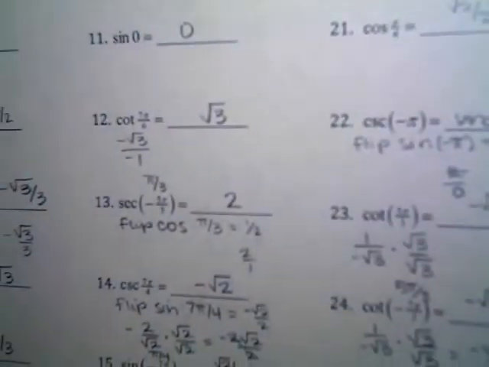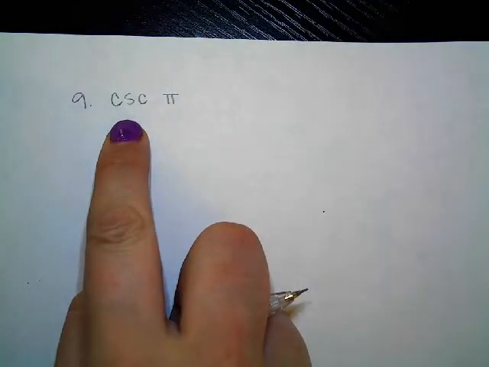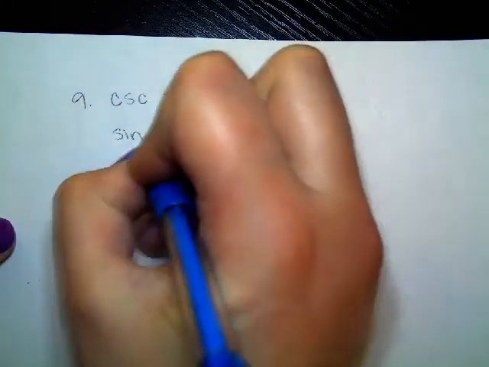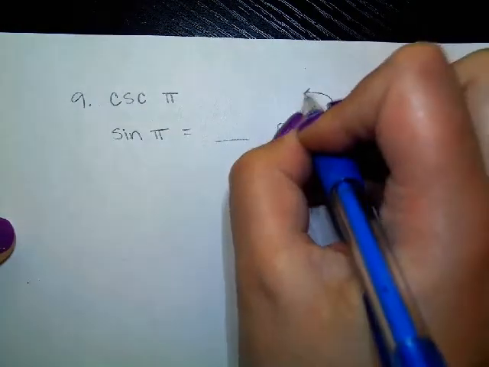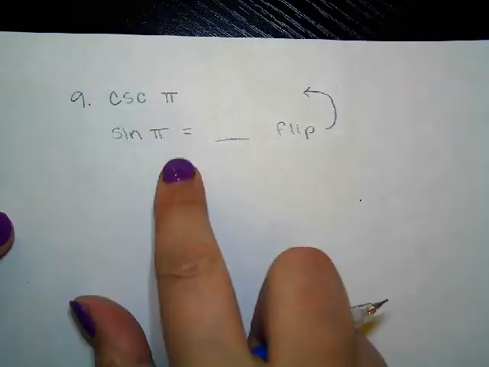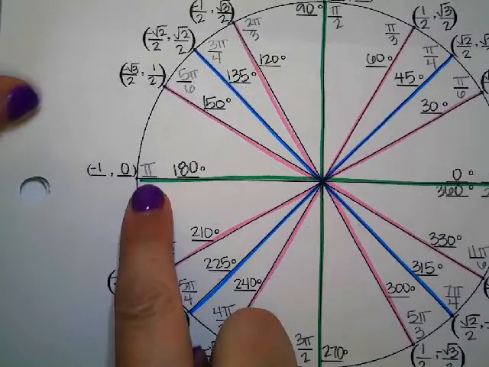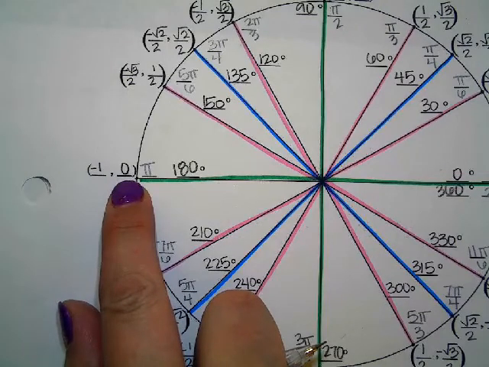All right, so number 9 says cosecant of pi. We know that cosecant is just taking the sine answer and flipping it. So I'm going to figure out what sine pi is, and then I'm going to flip it, and that's going to give me the answer for cosecant, okay? On my unit circle, I'm going to locate pi. So here's pi. Now the answer for sine is the y-coordinate, that's just 0.